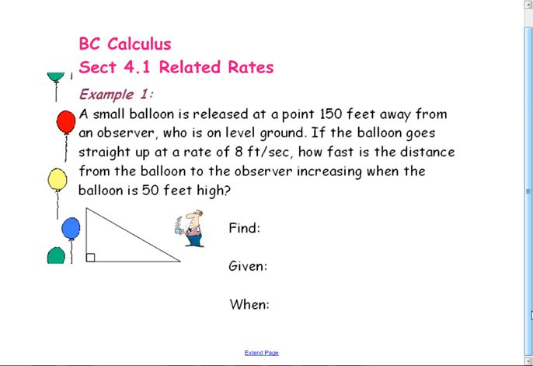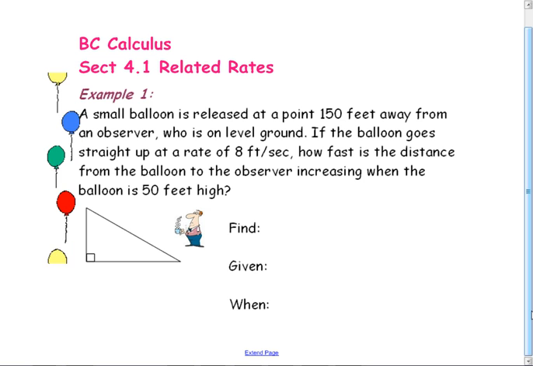Here we have a small balloon being released at a point 150 feet away. Matt, do I have to put you someplace else? I will. That's it. That was your warning. Okay. 150 feet away from an observer who is on level ground. If the balloon goes straight up at a rate of 8 feet per second, how fast is the distance from the balloon to the observer increasing when the balloon is 50 feet high?